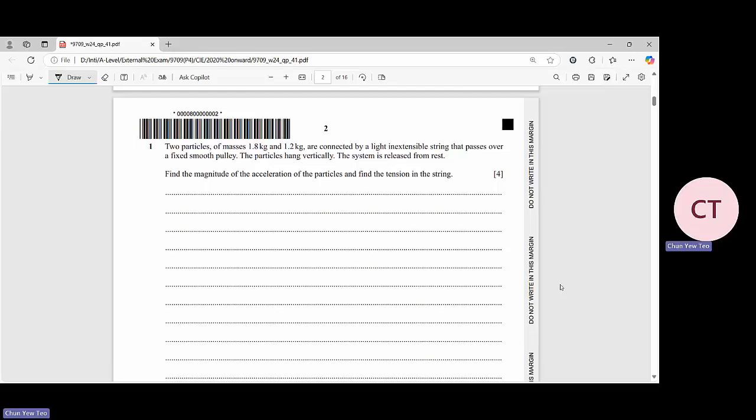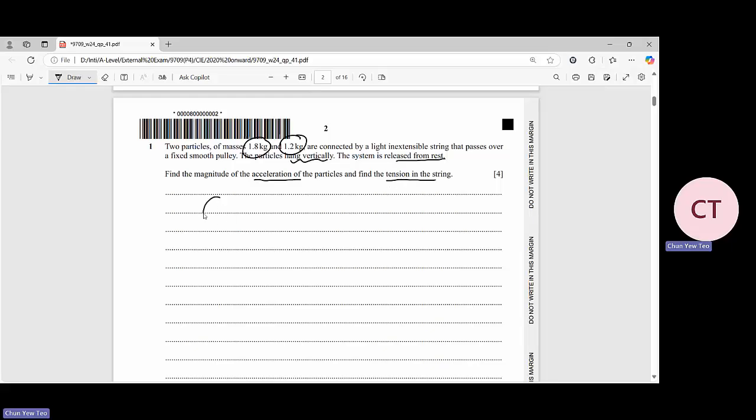Two particles of masses 1.8 kg and 1.2 kg are connected by a light inextensible string that passes over a fixed smooth pulley. The particles hang vertically and the system is released from rest. Find the magnitude of the acceleration of the particles and find the tension in the string.